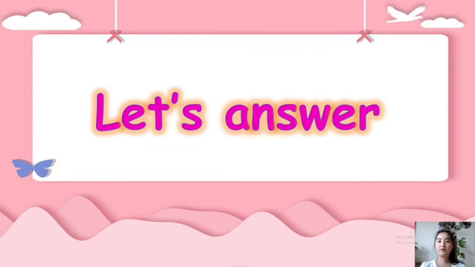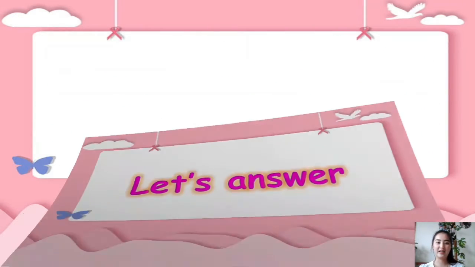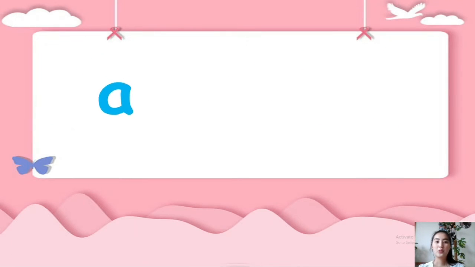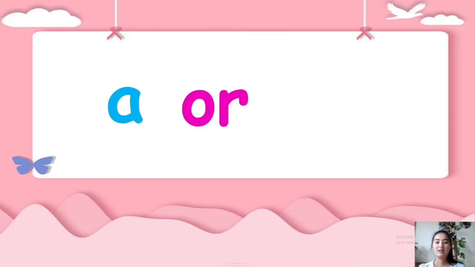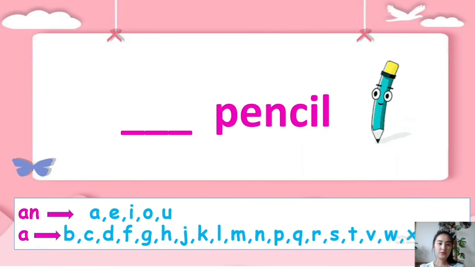So now that we have learned how to use the articles a and an, let's answer. Are you ready to answer? Yes, you are. A or an? The first one is blank pencil. So are we going to use a or an?